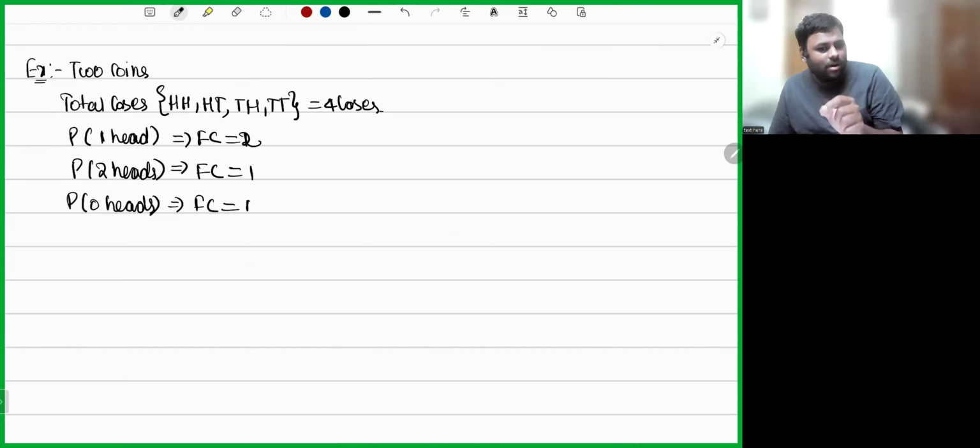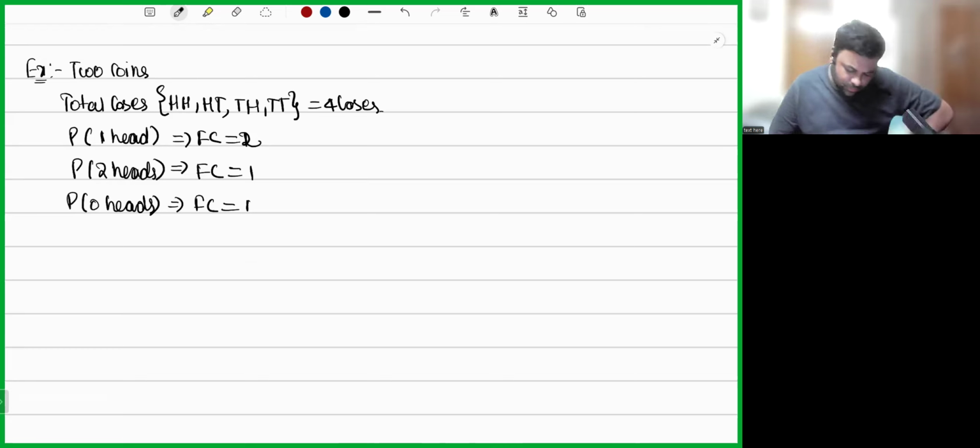Now, my dear friends, remember when I'm telling probability of one head, probability of two heads, probability of zero heads, it means it's a probability of exactly one head. It's a probability of exactly two heads. It's a probability of exactly zero heads. That exactly word will not be there here, but you have to assume that the word exactly is there over there. P of one head means probability of exactly one head. P of two heads means probability of exactly two heads. P of zero heads means probability of exactly zero heads.